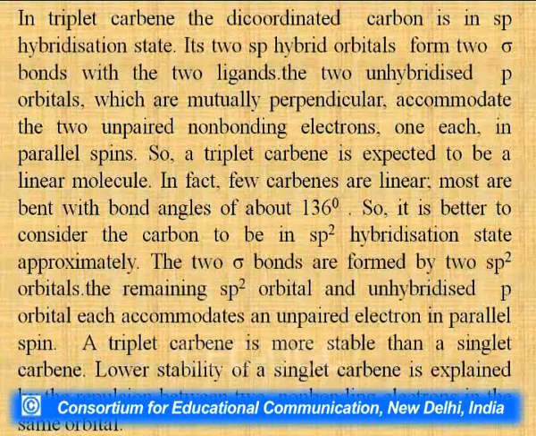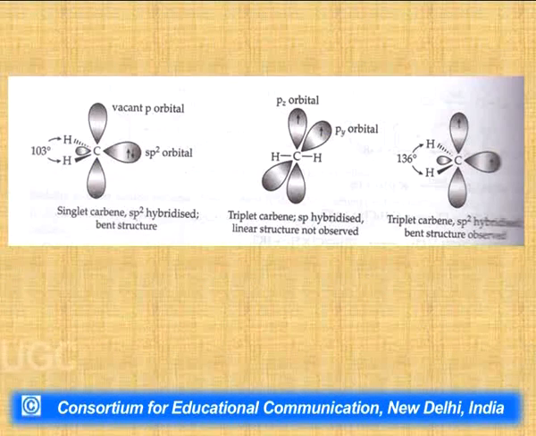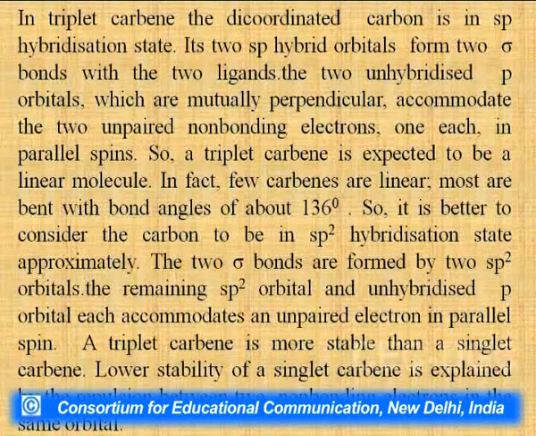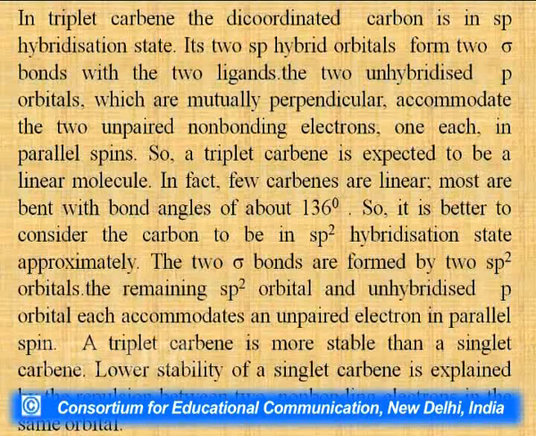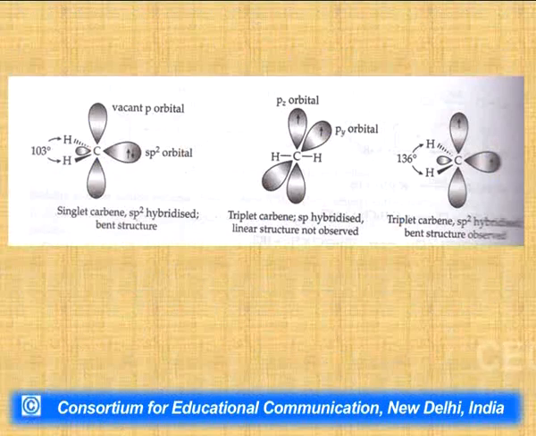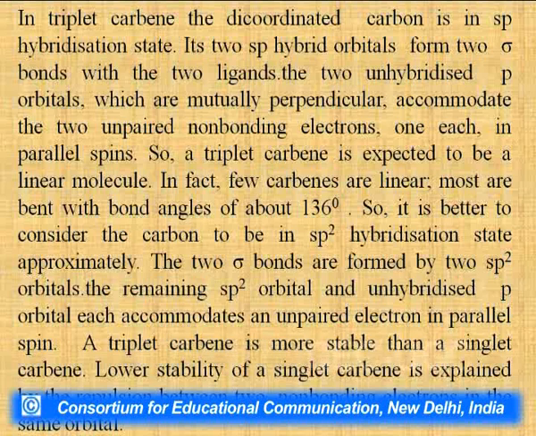In triplet carbene, the di-coordinated carbon is in sp hybridization state. You can see in the figure, the first figure shows the singlet carbene, the second figure shows the triplet carbene. The hybridization in triplet carbene for carbon is sp. Its sp hybrid orbitals form 2 sigma bonds with 2 ligands. The two unhybridized p orbitals, which are mutually perpendicular, accommodate the two unpaired non-bonding electrons. You can see in the figure unpaired electrons in pz and py orbitals, one each, in parallel spin.